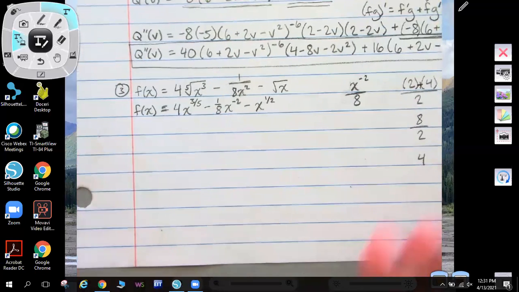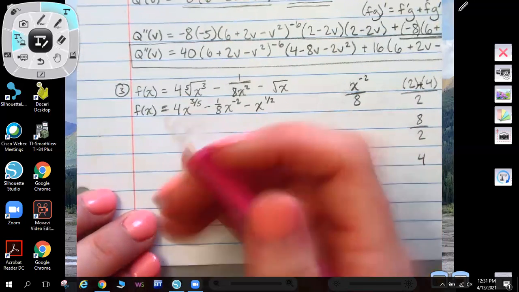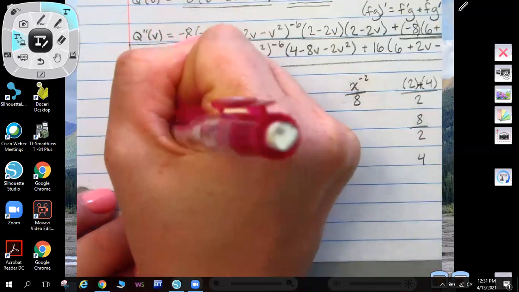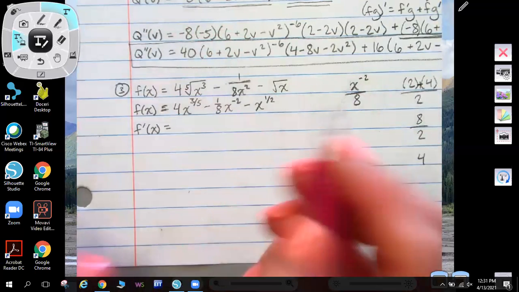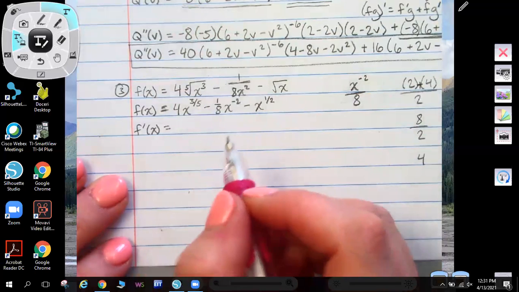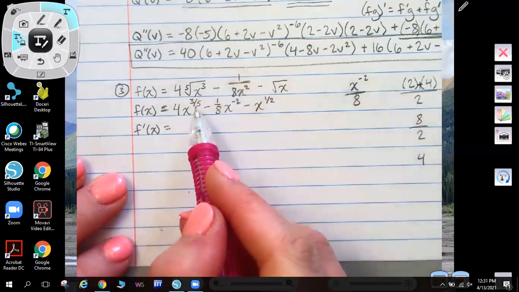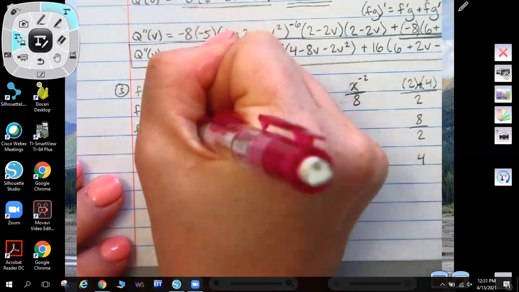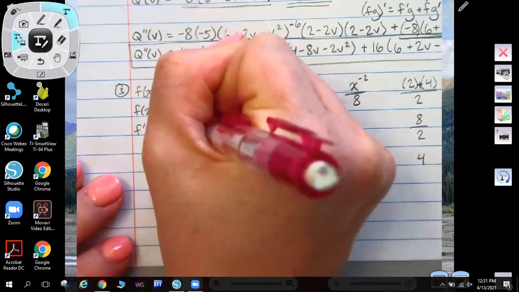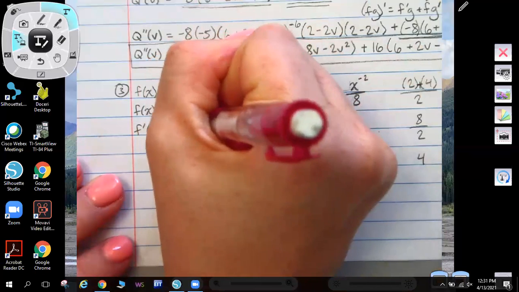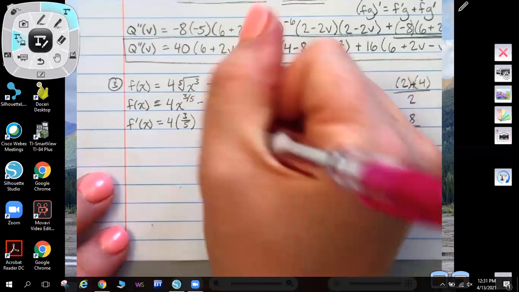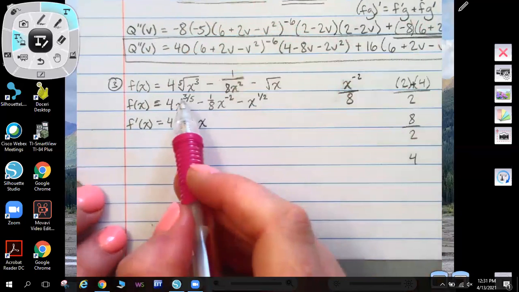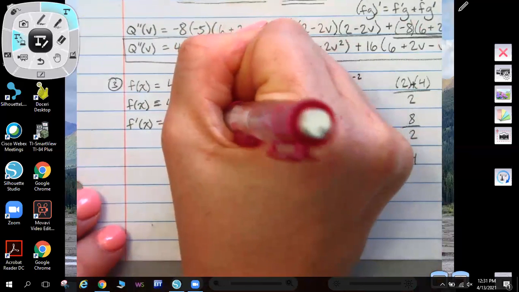Okay, now that we've rewritten these, we can take the derivative, f prime of x. Four x to the 3/5 power. The 4 stays. We bring the 3/5 down in front. I don't know which would be easier. I was going to go ahead and multiply, but I'll do the extra steps. And then our new exponent, 3/5 minus 1, is negative 2/5.